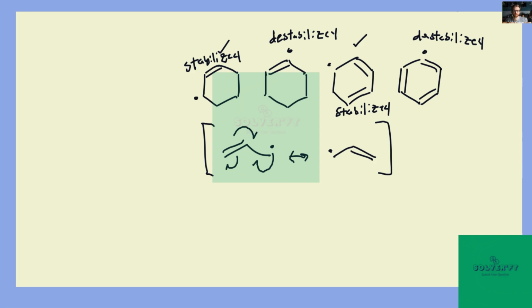Okay, so now we know that this one's going to be either 1 or 2. This one's going to be either 1 or 2. This one's going to be either 3 or 4. And this one's going to be either 3 or 4 in terms of ranking stability. Okay, so now let's talk about how we sort out the ones where it's neighboring a double bond. We'll call these A, B, C, and D. Let's sort out which is more stable, A or C.